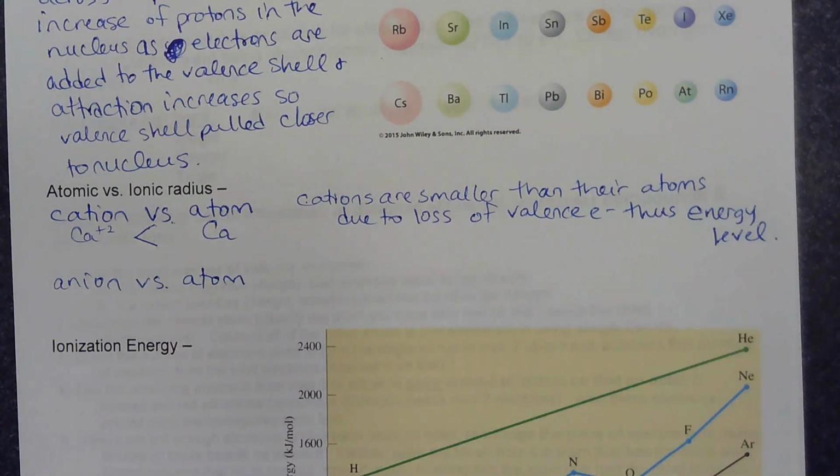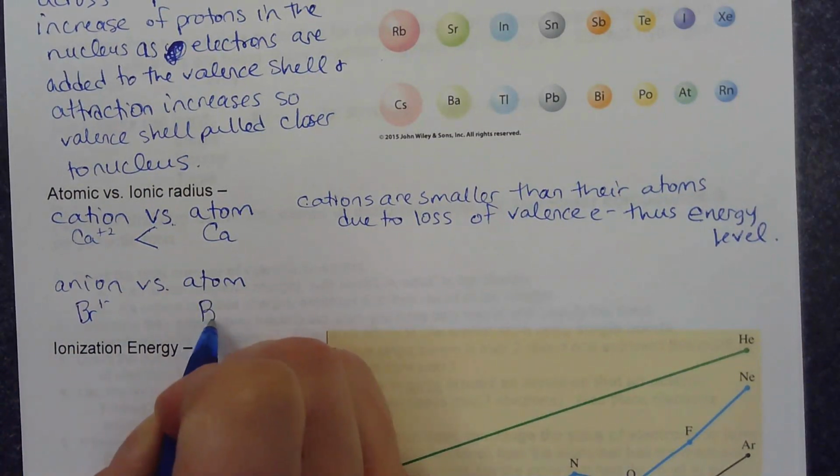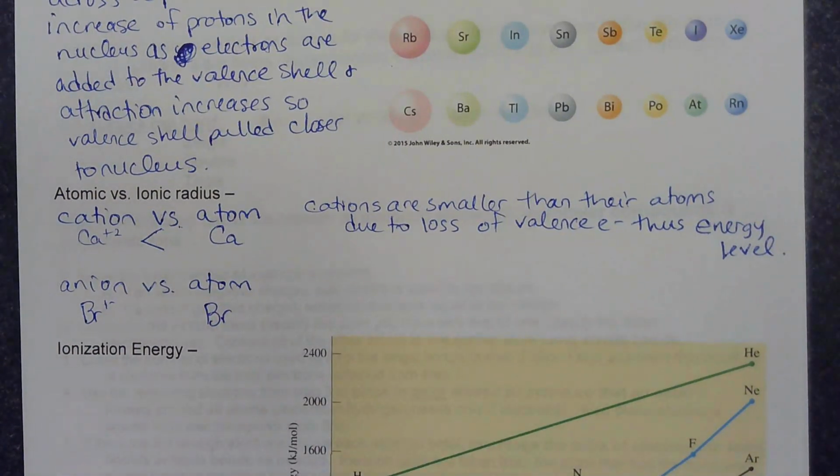Yes. Okay. The anion. Let's just take bromide compared to bromine. Bromide compared to bromine. Now, this one is a little trickier because we did this scenario when we went across the periodic table, and you saw how we got closer together as we went across and got smaller.